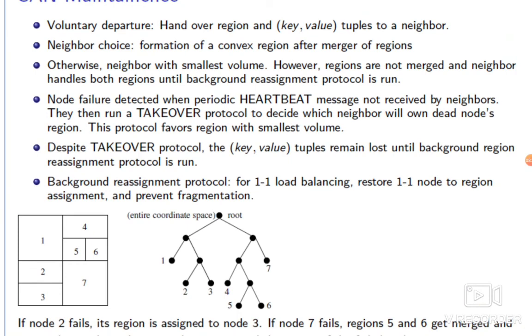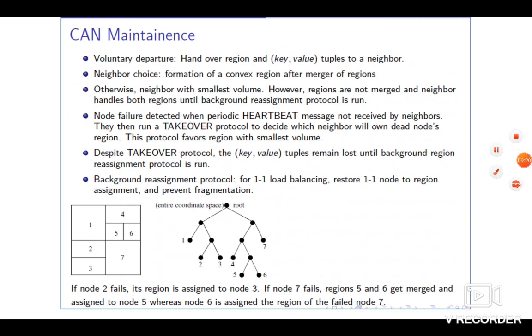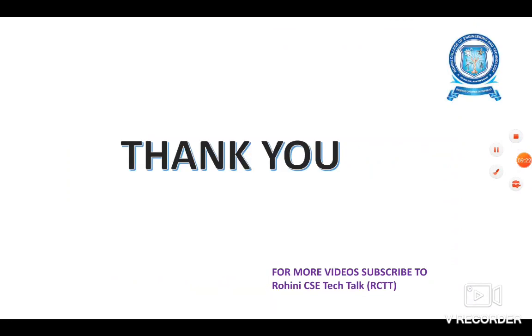when a node leaves the network or when a node fails. How do we know a node has failed? With the help of heartbeat messages. If we cannot hear the heartbeat message reply, then all the nodes should run a takeover protocol. We have to decide which neighbor is going to take charge of the failed node, and we have to choose the best one. This is how we maintain the CAN network. With this, we are ending the topic Content Addressable Network. Thank you.